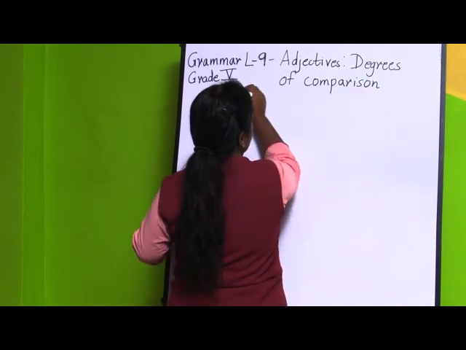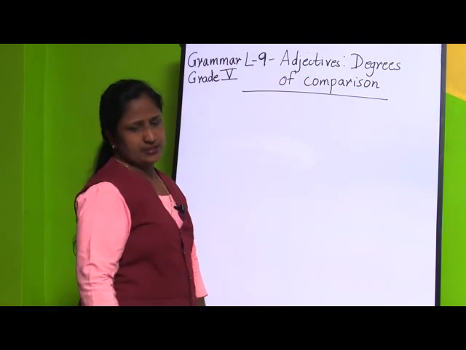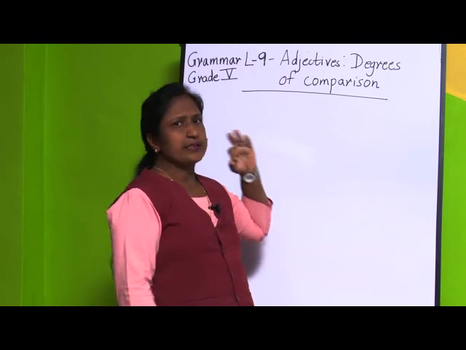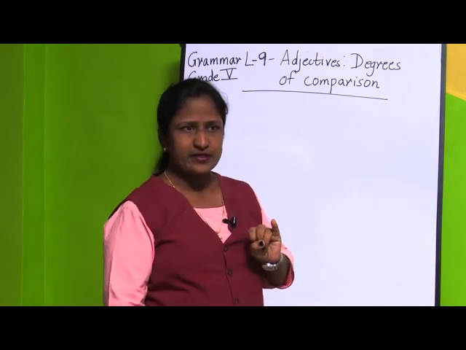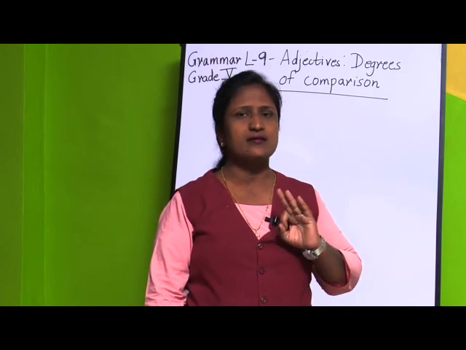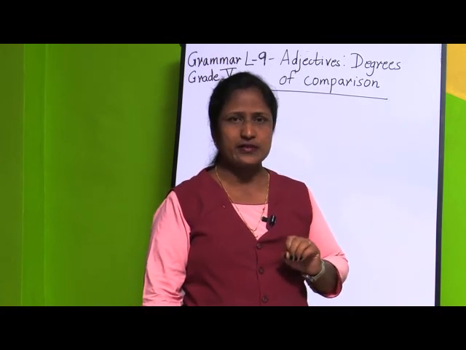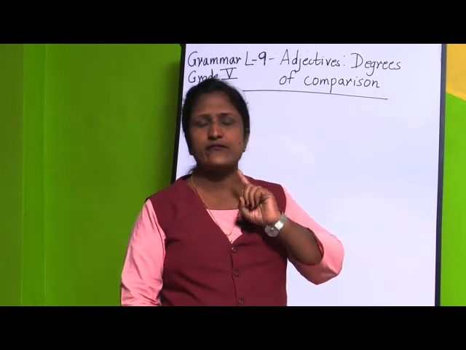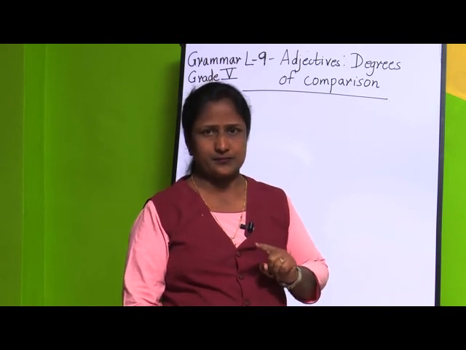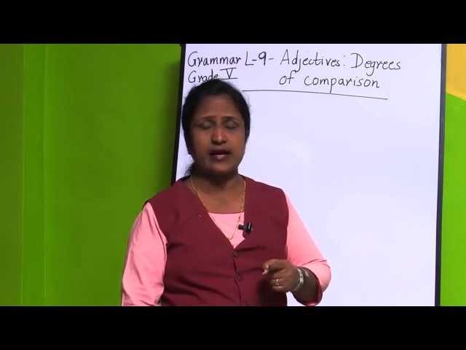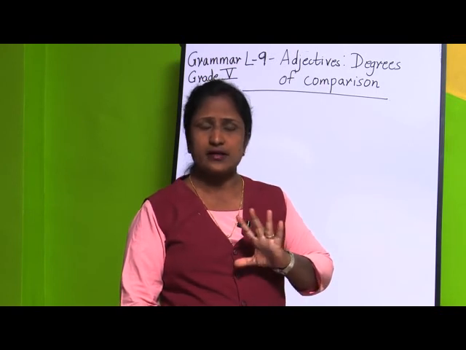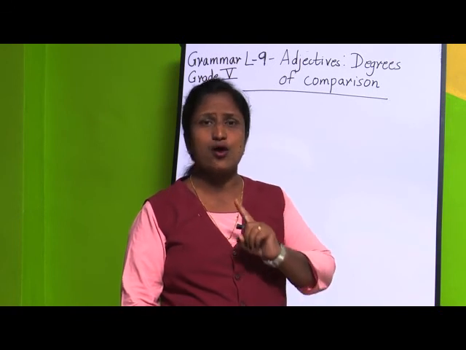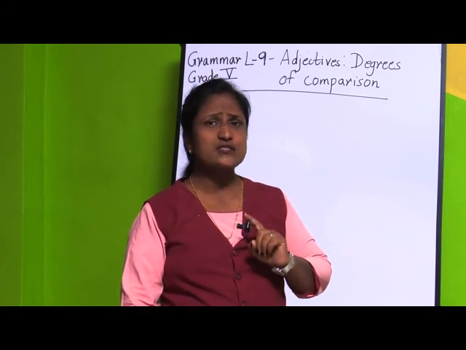See children, in the name of the lesson itself we can see comparison. Here we are going to show the comparison between 3 degrees: the first is positive degree, the second is comparative degree and the third is superlative degree. So, what is positive degree? When we talk about a positive degree, we talk about any one person's quality, or any one animal's or anything's quality. Here we consider only any one person, any one animal or any one thing; that is called positive degree.